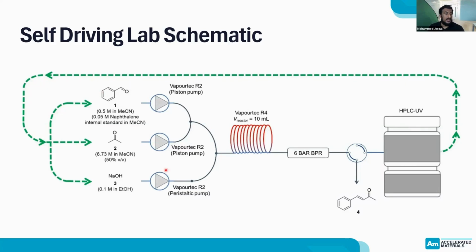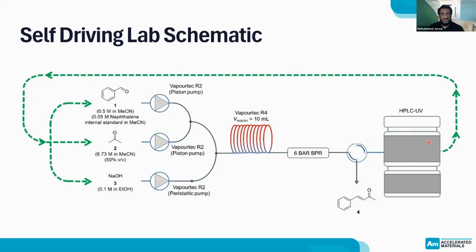So we have a pump for each of our reagents. The reagents meet at these T pieces, and then they're heated in this reactor here. Once the reaction is finished, most of our product is collected in a vessel here, but we take a small amount of material and analyze it using this HPLC system here.